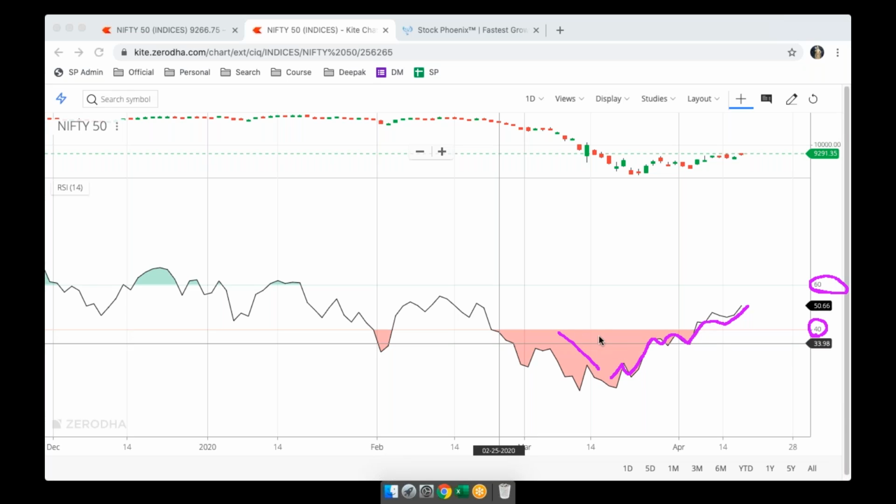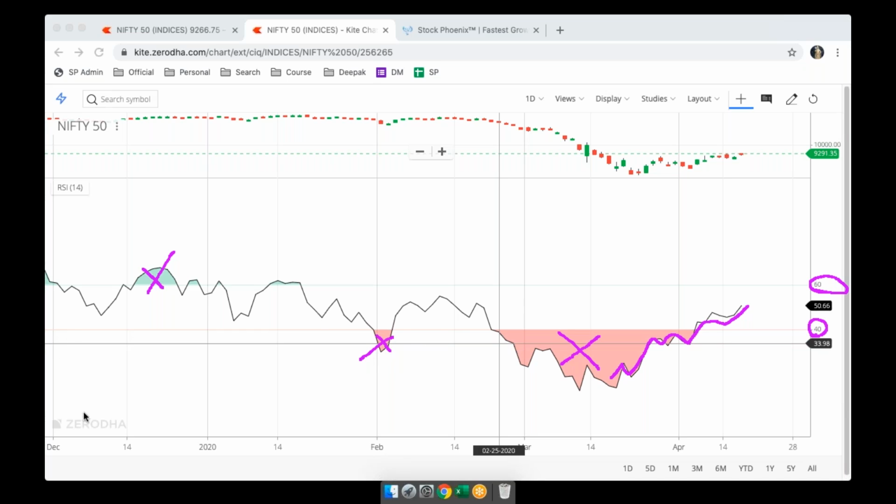The color coding is not at all important in the current theory. We can understand the crossovers, and I'll explain whenever it is required. The color coding is not required.